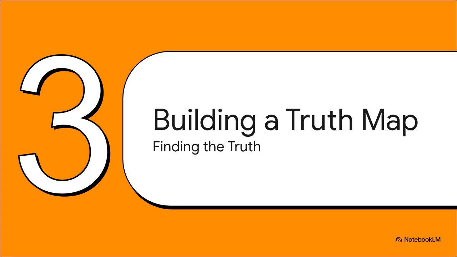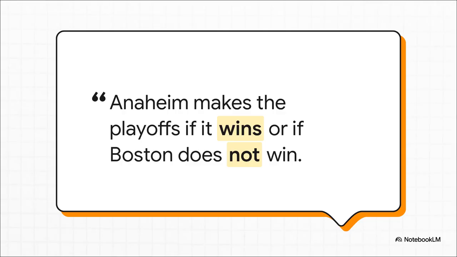Okay, we have our symbols, we have our rule books. Now we get to the really powerful part. We're going to combine all of this to build a complete truth table for a more complex, real-world kind of statement and see what truths we can uncover. This is where it all comes together. So here's our puzzle pulled from the world of sports. The condition for Anaheim making the playoffs is this: Anaheim wins its game, or Boston does not win its game.